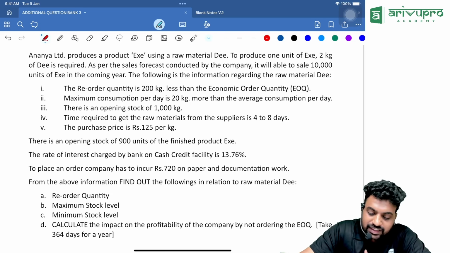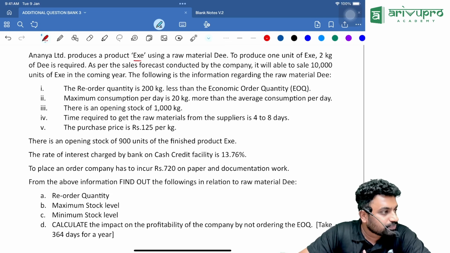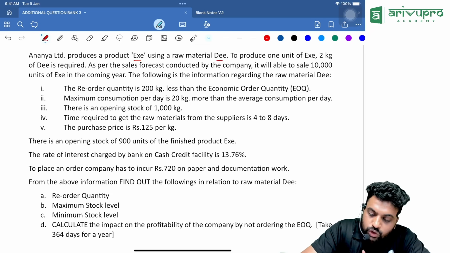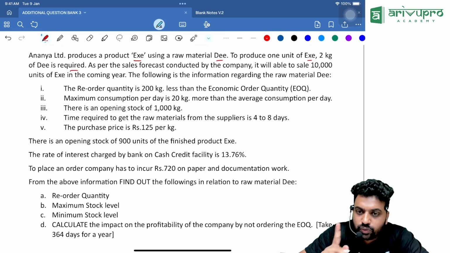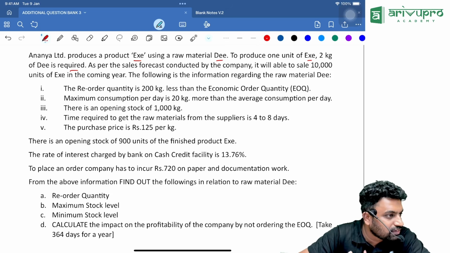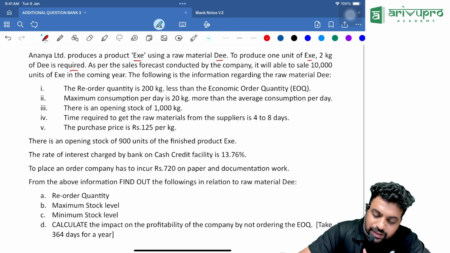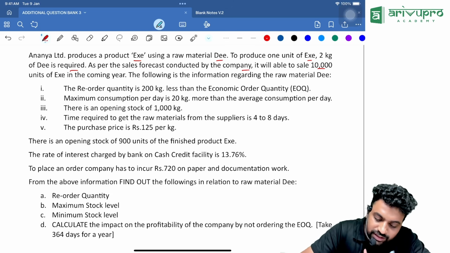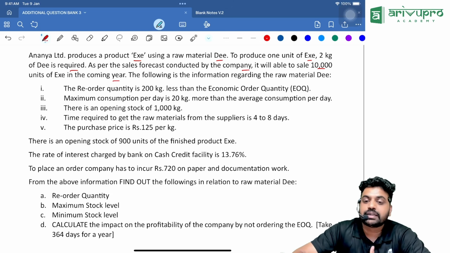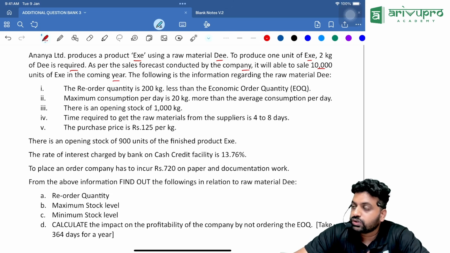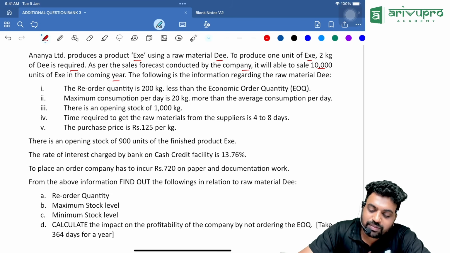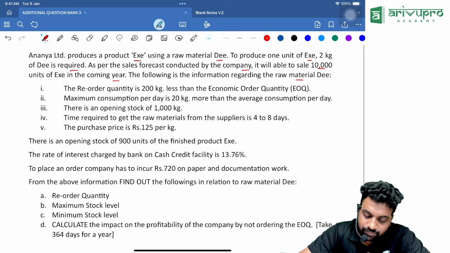Ananya Limited purchases a product X using a raw material D. To produce 1 unit of X, 2 kg of D is required. To produce 1 unit of X, how many kg of D is required? 2. As per the sales forecast conducted by the company, it will be able to sell 10,000 units of X in the coming year. 20,000, no? Wait. The following information is regarding the raw material D.